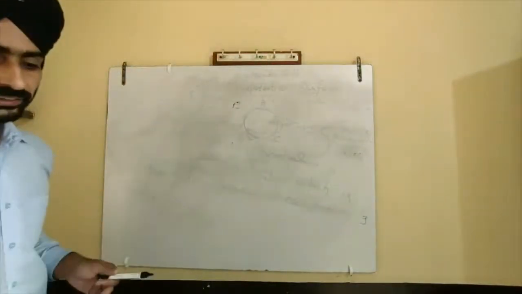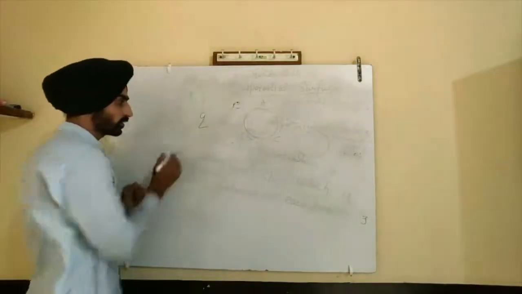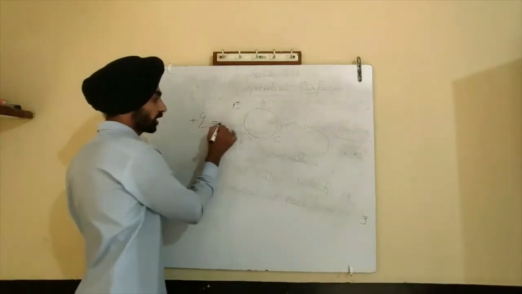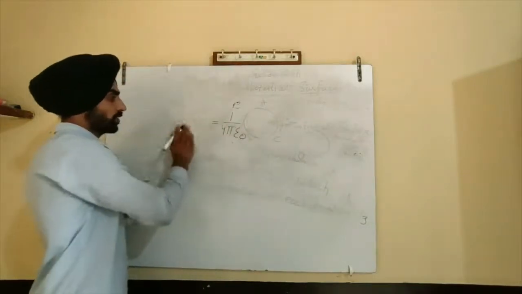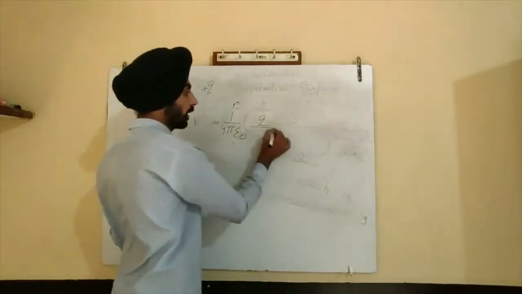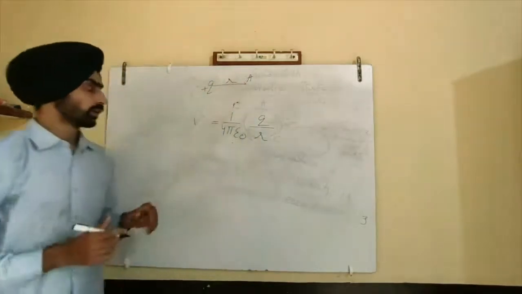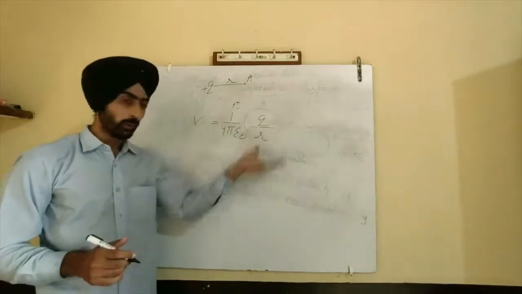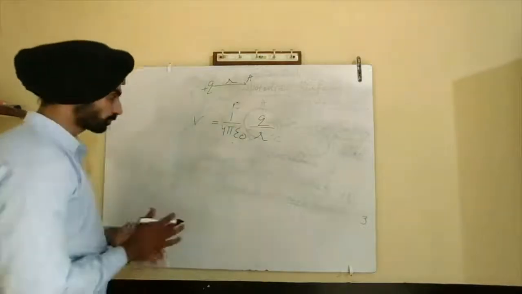So the second concept is, suppose you are having a charge, and due to this charge the potential will be equal to 1/4 pi epsilon naught Q upon R at distance R. So the potential due to a point charge is 1/4 pi epsilon naught Q upon R. You remember this formula. This is the formula of potential due to a point charge.